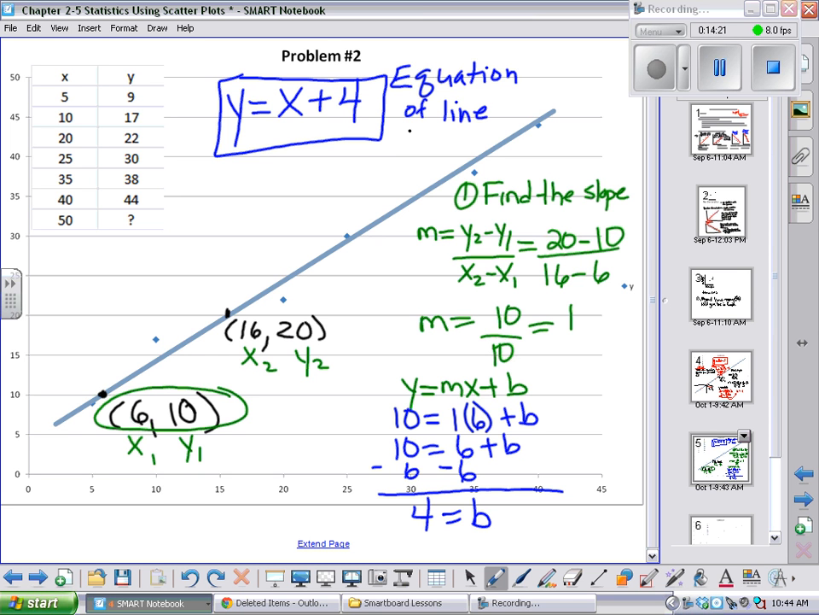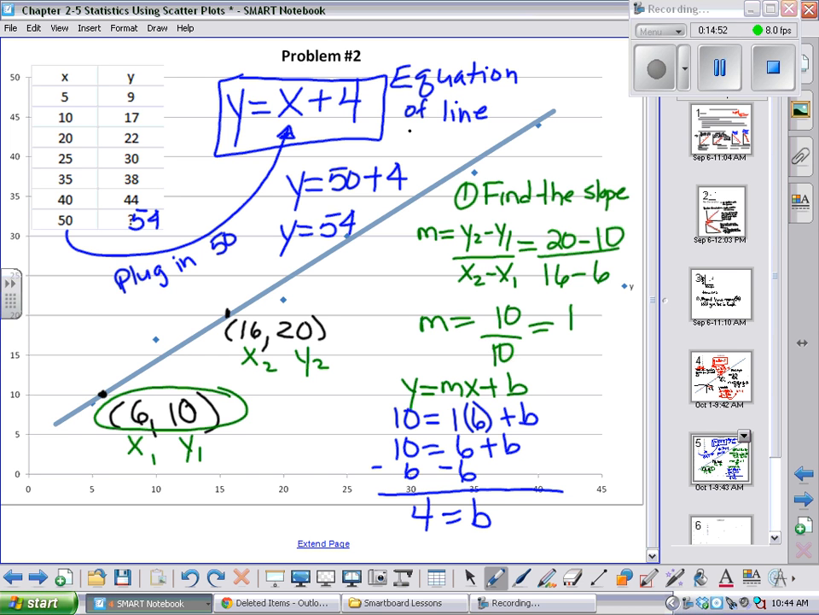All right. So now if I want to find out what would y be when x is 50, you're going to plug in this 50 in for x. And when we do that, we end up with y equals 50 plus 4. So y equals 54. Okay?